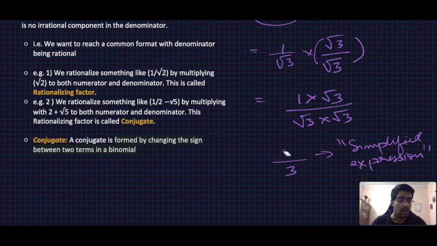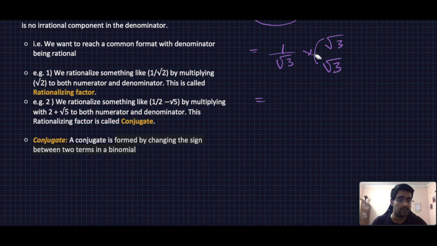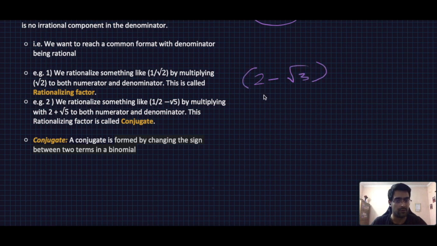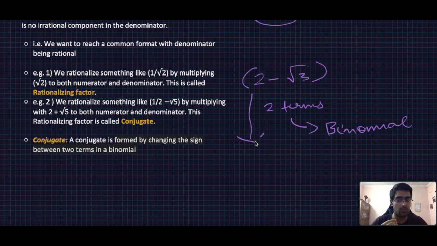So another way that we rationalize numbers is to multiply with a conjugate. Now what is a conjugate? Let's say there's something like 2 minus root 3, right? What is the conjugate of this? This is a binomial expression. When I say binomial, I mean two terms, right? So two terms, a binomial expression. What is the conjugate of 2 minus root 3?